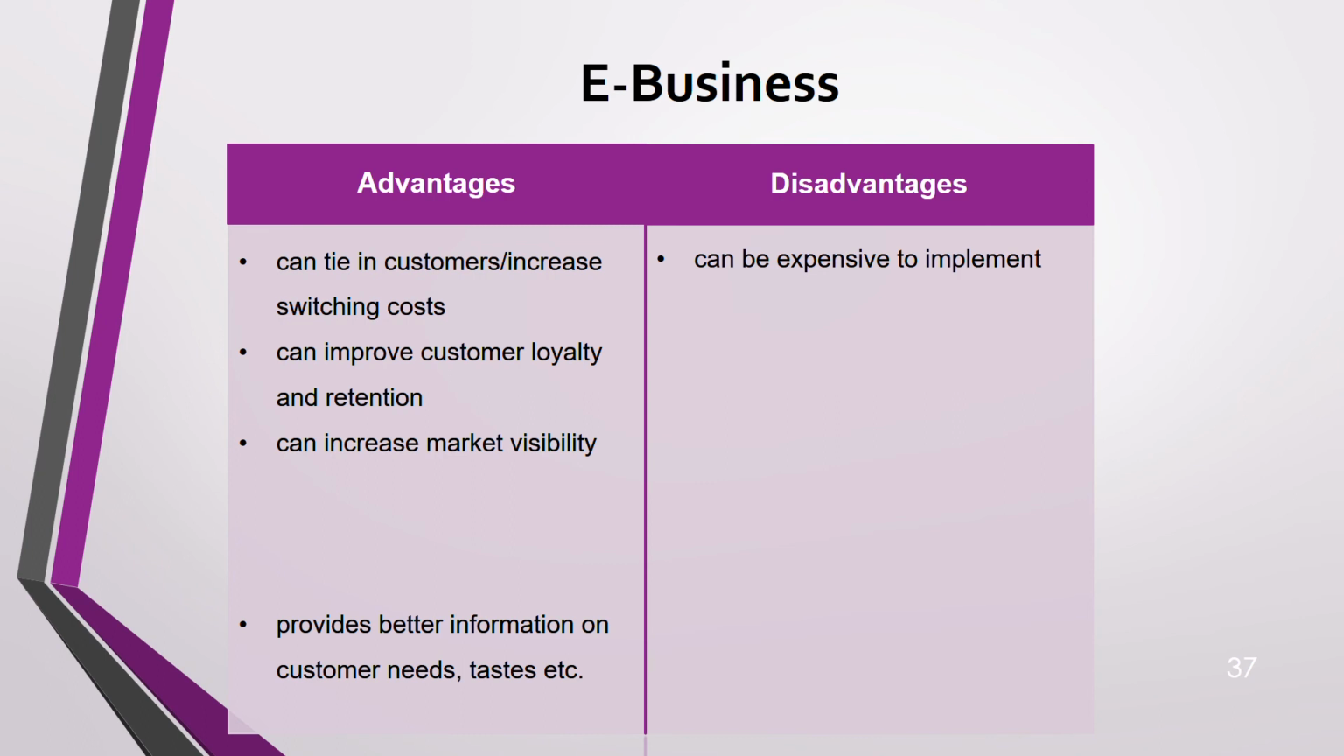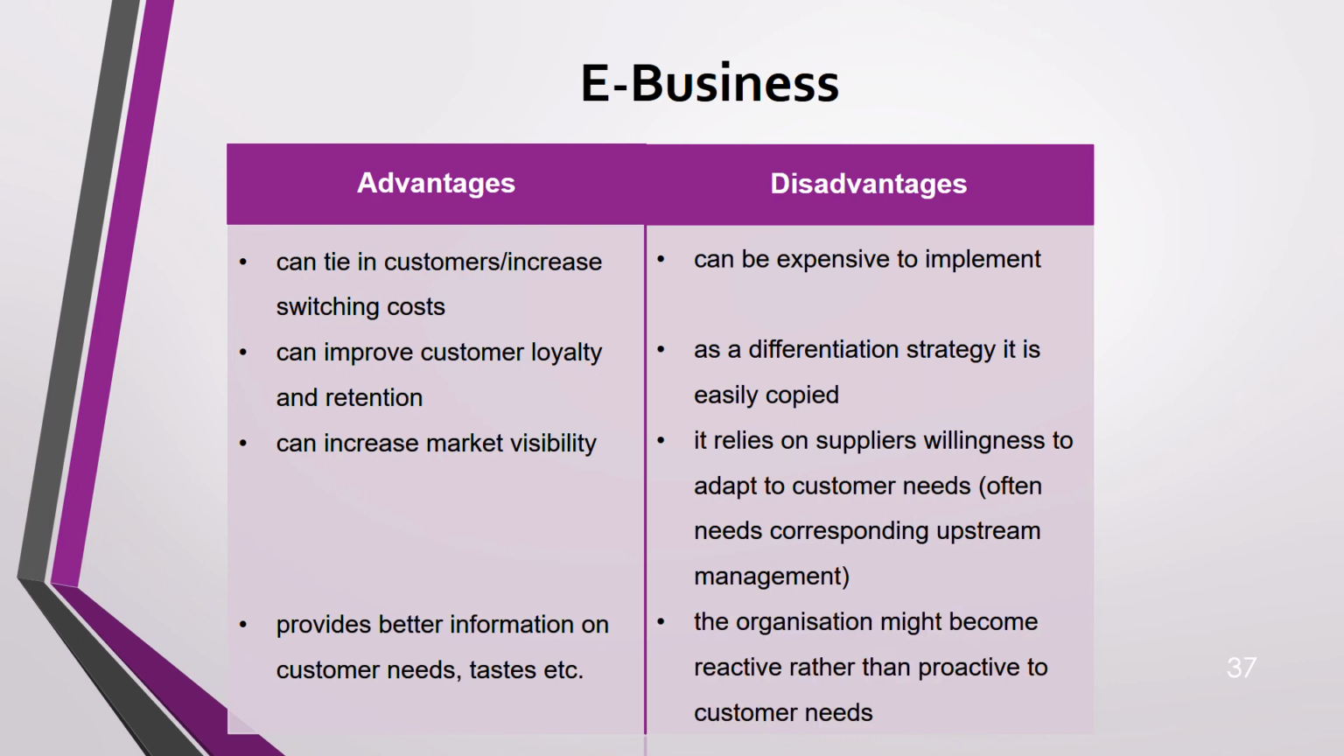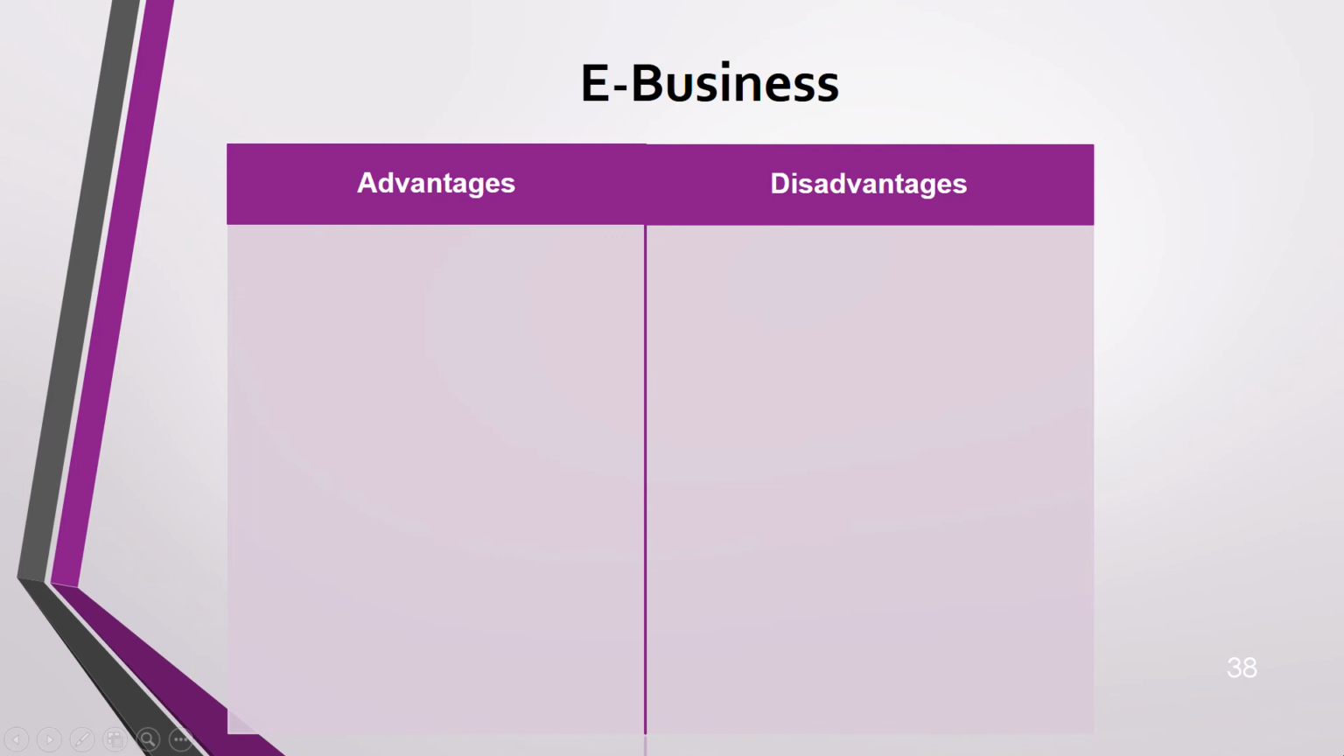Disadvantages: it is expensive to implement. Okay, you need sophisticated tools for that. As a differentiation strategy, it is easily copied. Even other organizations also can do downstream supply chain management, right? It relies on suppliers' willingness to adapt to customers' needs. Okay. Then the organization might become reactive rather than proactive to the customer needs. Sometimes they just react to the customer's needs. From beforehand, they don't take care of the customer needs.